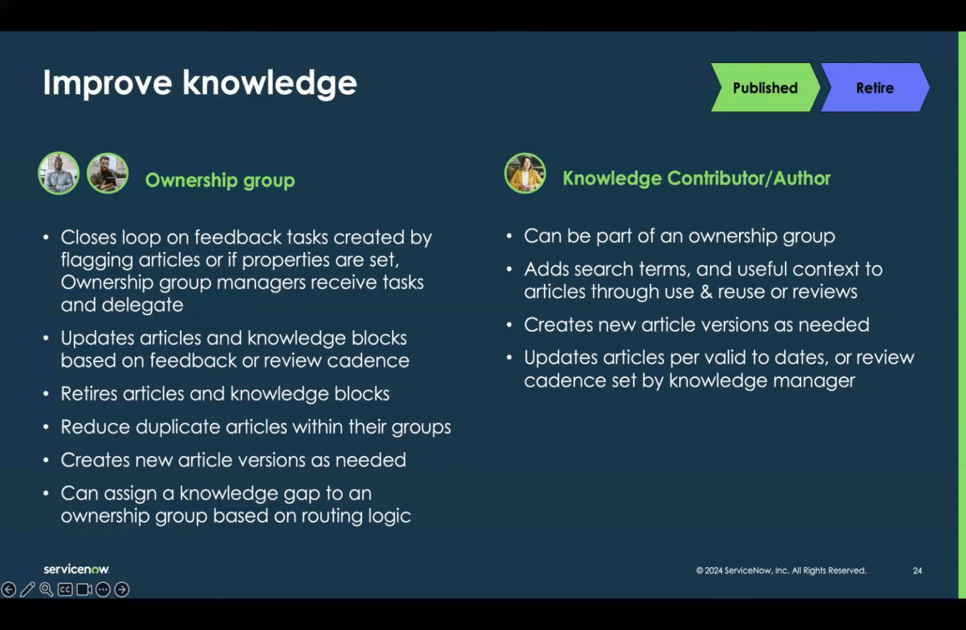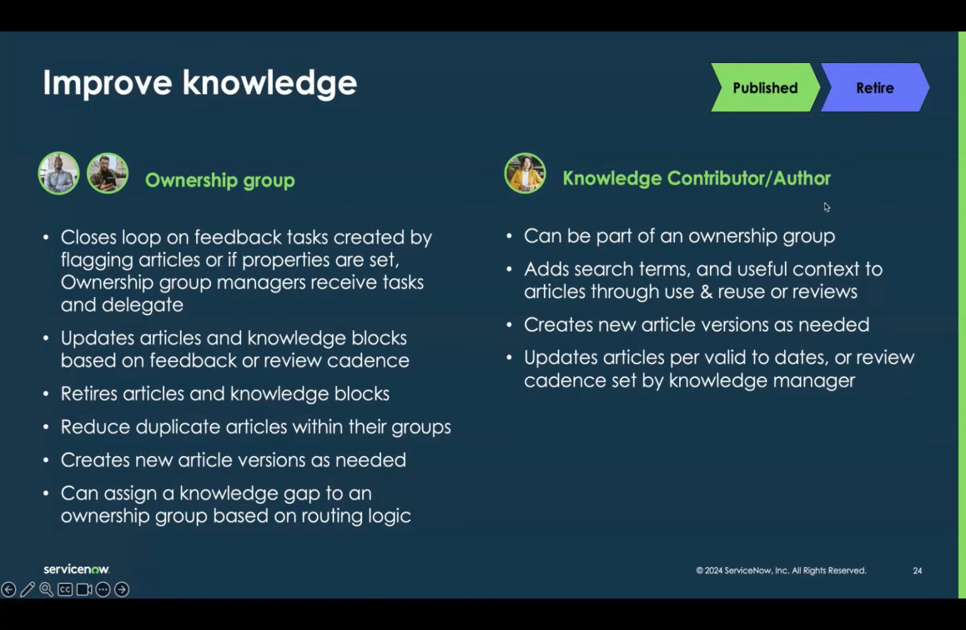They're retiring articles and knowledge blocks as necessary via valid-to dates or other logic that maybe you put in. They're working here to make sure that there are not a lot of duplicate articles within their ownership group. They can create new versions if you're using versioning, and also work knowledge gaps. These are tasks that have been created when there's not been a knowledge article found for an incident or case. This is where your ownership group folks will come in to create those articles and ensure those articles are created.